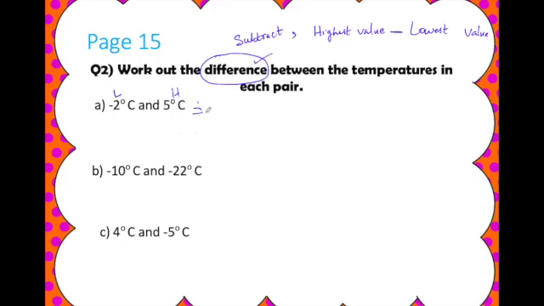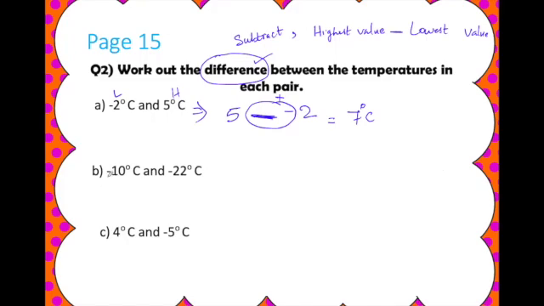So first we write the highest number, which is 5 degrees, minus the second number. The second number is negative 2. Whenever we have two same signs together, we change it to positive. So which will be 5 plus 2, 7 degrees Celsius. We can do the same operation on a number line as well, which we will do later.